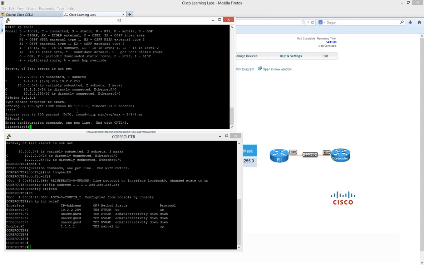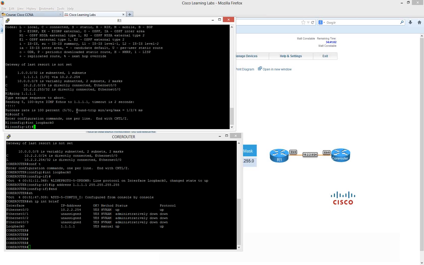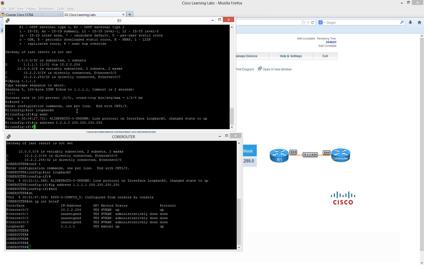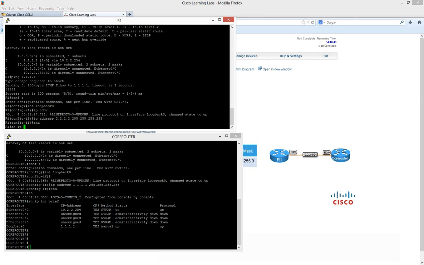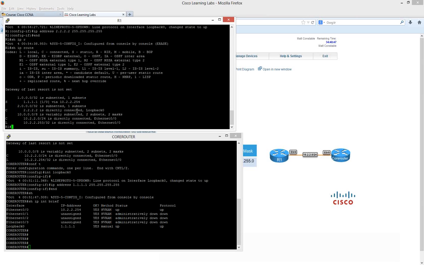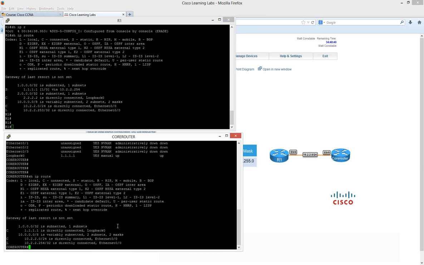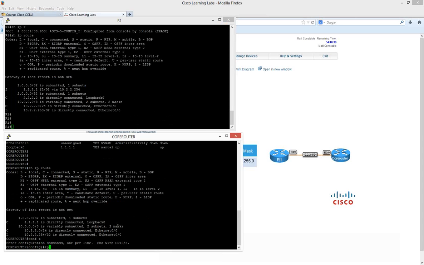So if we just quickly, I'll put a loopback 0 on here as well, and we'll put its IP address as 2.2.2.2. Again, we'll make it a host route. Look at the route table. There it is. We can see it's connected. Look at the route table on here. No good. Can't get to it. So we have to put in the static route, ip route.